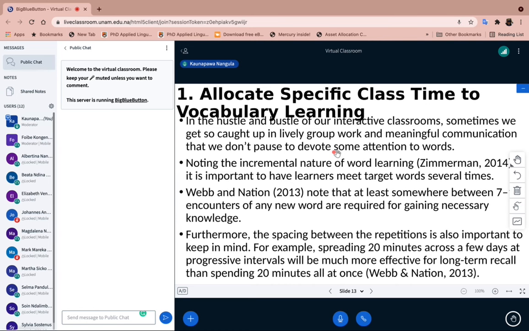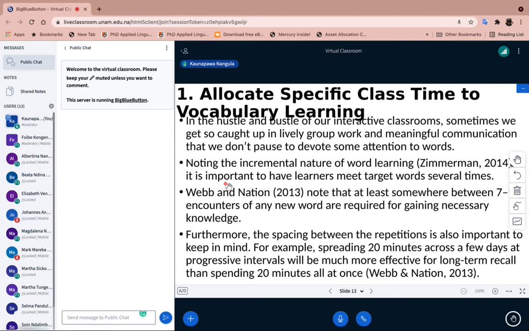Sometimes you focus on reading and then answering questions, or listening and answering questions, but we forget about vocabulary. So here we are encouraged that we need to pause as teachers to focus on certain vocabulary, on certain words in the classroom. And then there is research that shows the incremental nature of word learning. So it's very important for learners to meet the target word. The target word is the vocabulary that we are focusing on in the classroom.